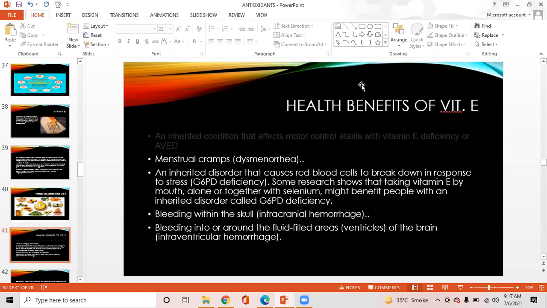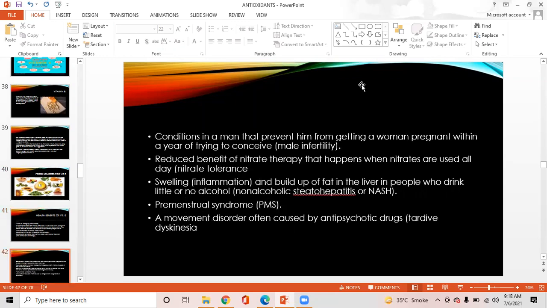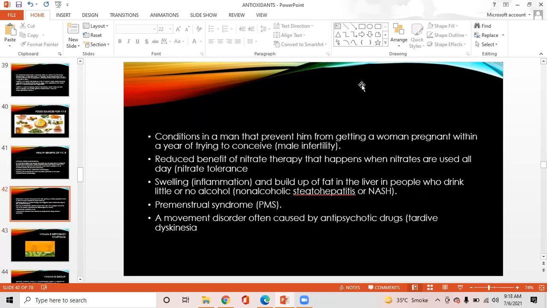Some research shows that taking vitamin E by mouth, alone or together with selenium, might benefit people with an inherited disorder called glucose 6 phosphate dehydrogenase deficiency. Bleeding within the skull, intracranial hemorrhage, can be controlled slightly by supplementation of vitamin E. This is bleeding into or around the fluid-filled areas of the ventricles of the brain. It is also used for conditions in a man that prevent him from getting a woman pregnant within a year of trying to conceive, male infertility.